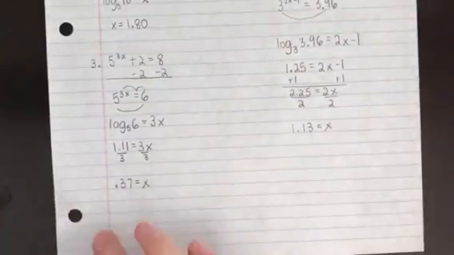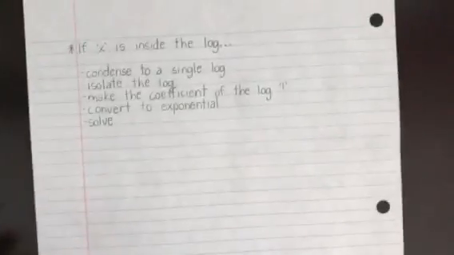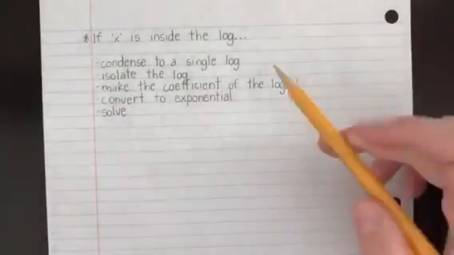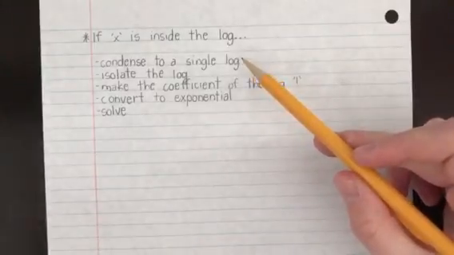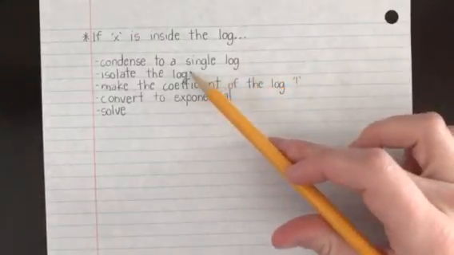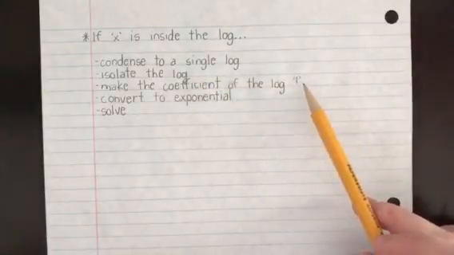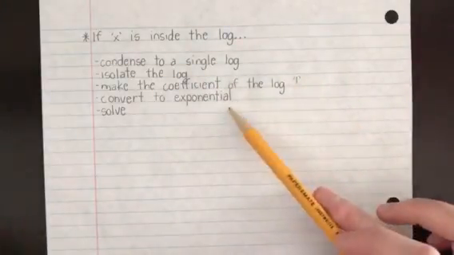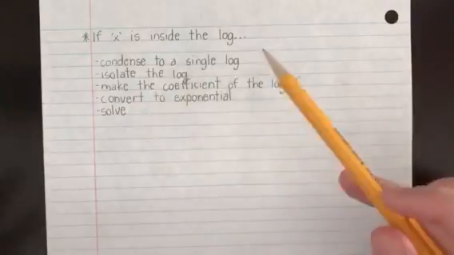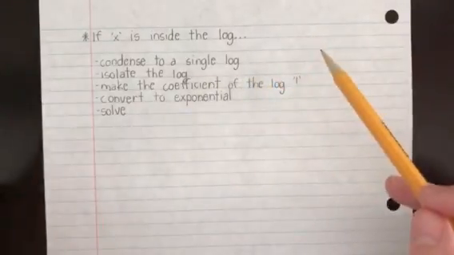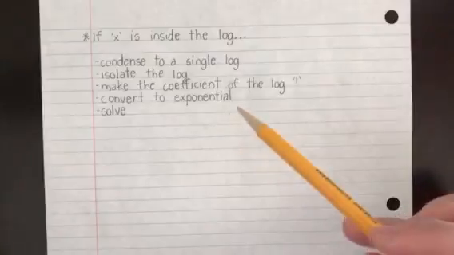All right, that was solving exponential. Now let's talk about solving logs. So if x is inside the log, you're going to first condense to a single log, isolate the log, just like we isolated the base before, make the coefficient of the log 1, convert to exponential, and solve. So it makes sense. If you've got exponential, you convert to log. If you've got log, you convert to exponential. They're inverses of each other.